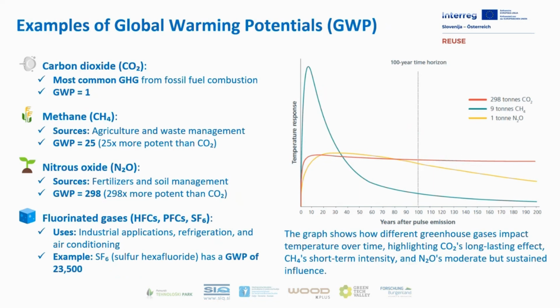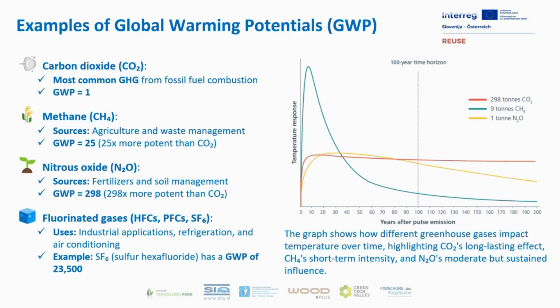So to understand why we use CO2 equivalents, it helps to look at some of the most important greenhouse gases individually and compare their global warming potential, or GWP. We mentioned carbon dioxide, CO2. This is the most common greenhouse gas caused by human activity. We mainly release CO2 by burning fossil fuels like coal, oil, and natural gas. And it's also the reference point for all other gases, with a GWP set to 1.